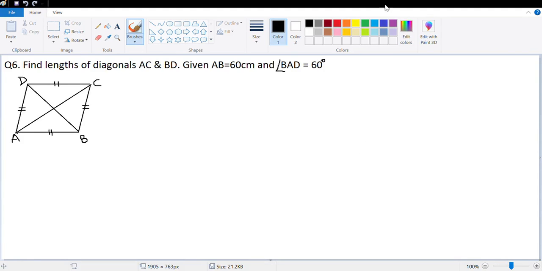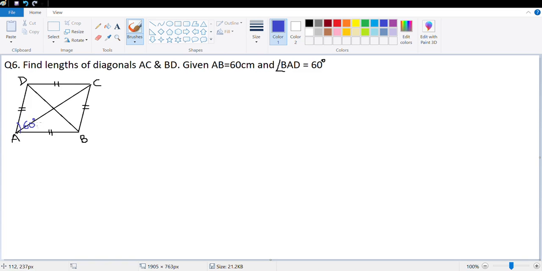Let's look at the next question. The next question that we do is question number 6. It says find the length of diagonals AC and BD. AB is given as 60 centimeter, angle BAD, the big angle here, is 60 degree.